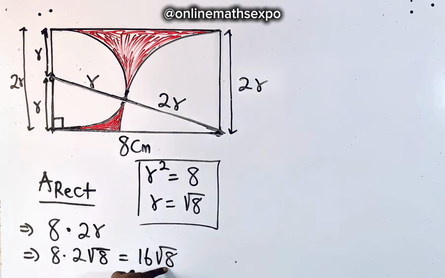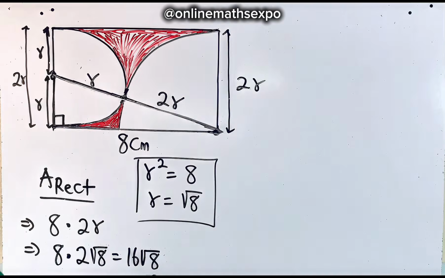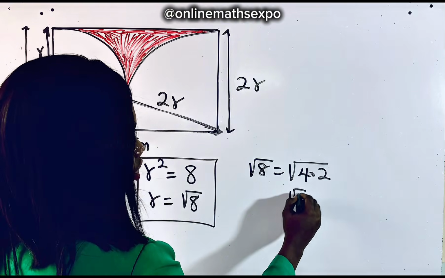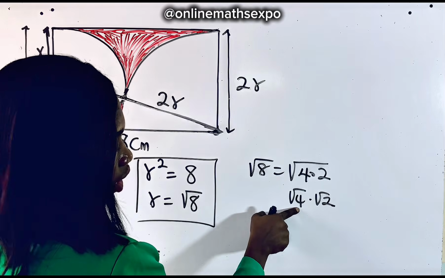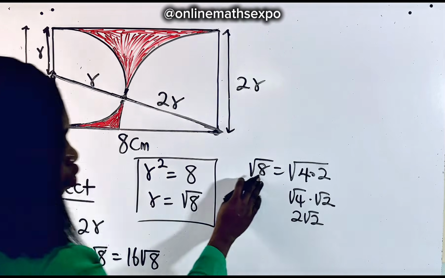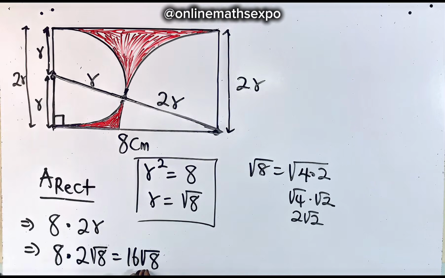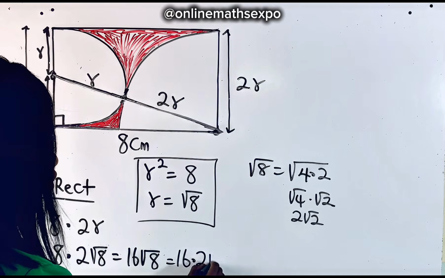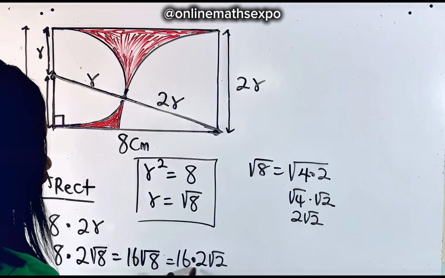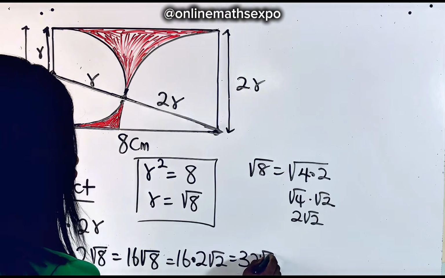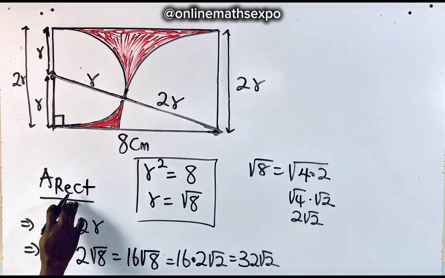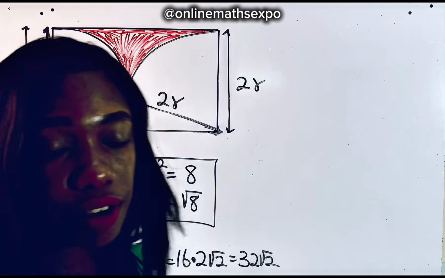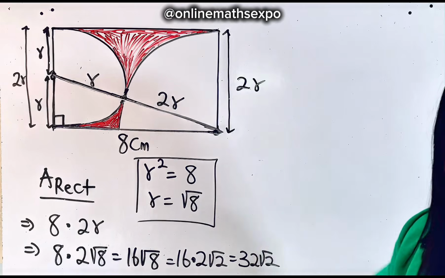And you know that square root of 8 is not yet simplified. Square root of 8 is the same as root of 4 times 2. And this is root 4 times root 2. So we have square root of 4 is 2. We have 2 root 2. So applying it here, we now have 16 multiplied by square root of 8, which is 2 root 2. And when you multiply this times this, it will give us 32 root 2. And this has given us the area of the rectangle. Now let's get the area of the half circle, then that of the quarter, and subtract.